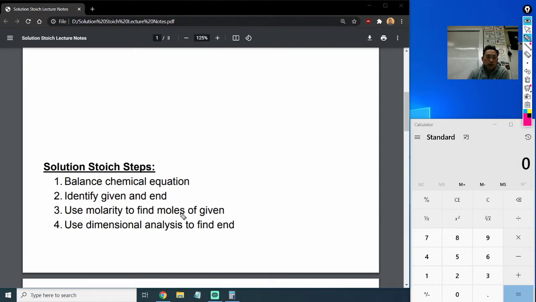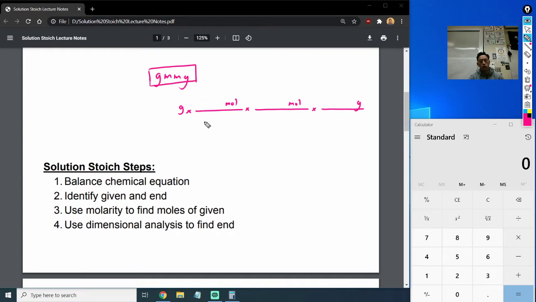But the new step is this one right here. We're going to use molarity to find the moles of the given. If you remember in our stoichiometry problems, I told you to remember that phrase, gamumaga. Grams, moles, moles, grams. So the top of the fraction will have grams, and then the second fraction will have moles, and then we'll have moles, and then we'll have grams. This is our process for stoichiometry. We have gamumaga. But when we do stoichiometry with solutions, we're not going to be using gamumaga anymore.